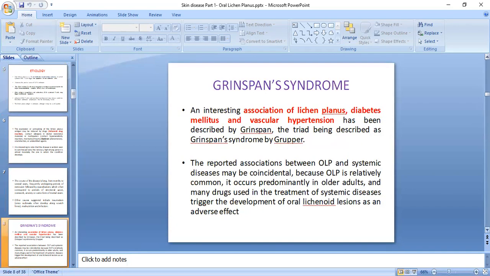Now let's see what is Greenspan syndrome. It is an association of three things. What are those? Lichen planus, diabetes mellitus, and vascular hypertension.